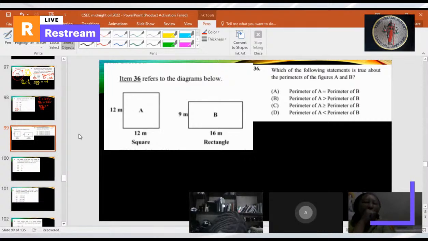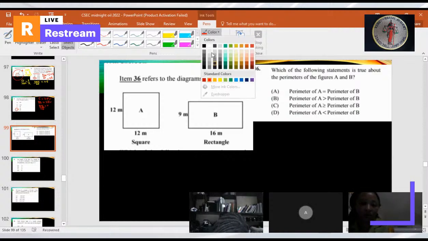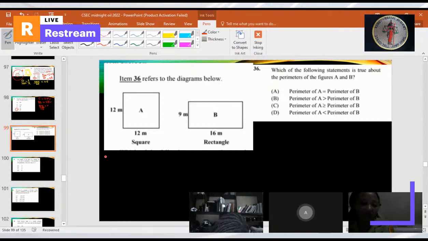Number 36. Which of the following statements is true about the perimeters of the figures A and B? The perimeter of A is equal to 24 plus 24, which is equal to 48. So the perimeter of A is 12 plus 12 plus 12 plus 12, which is 48, or 24 plus 24, 48 meters.